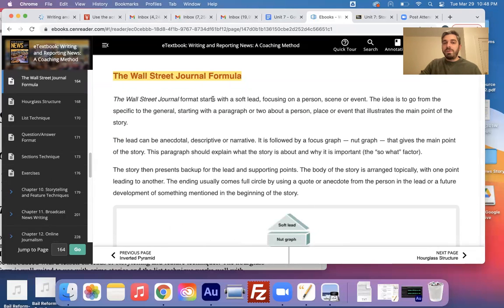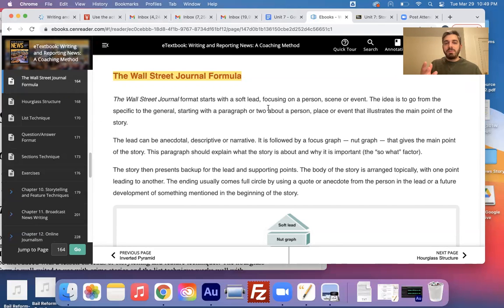The Wall Street Journal formula starts with a soft lead focusing on a person, scene, or event. The idea is to go from the specific to the general, starting with a paragraph or two about a person, place, or event that illustrates the main point of the story. The lead can be anecdotal, descriptive, or narrative. It is followed by a focus graph, the nut graph, that gives the main point of the story. This paragraph should explain what the story is about and why it is important.